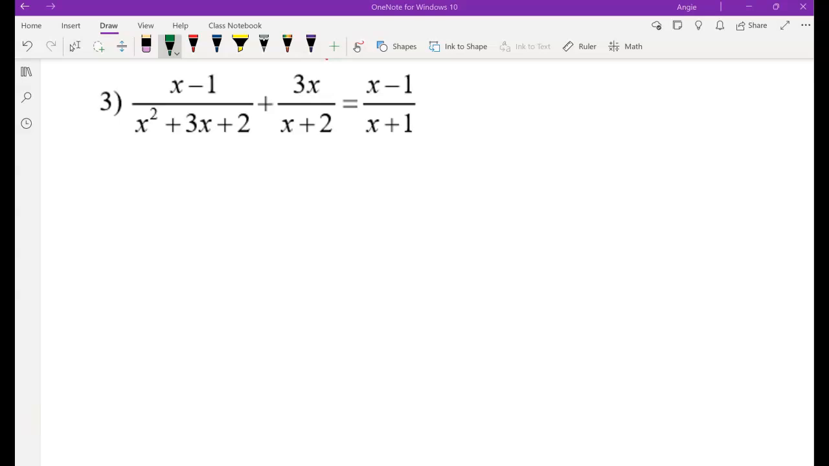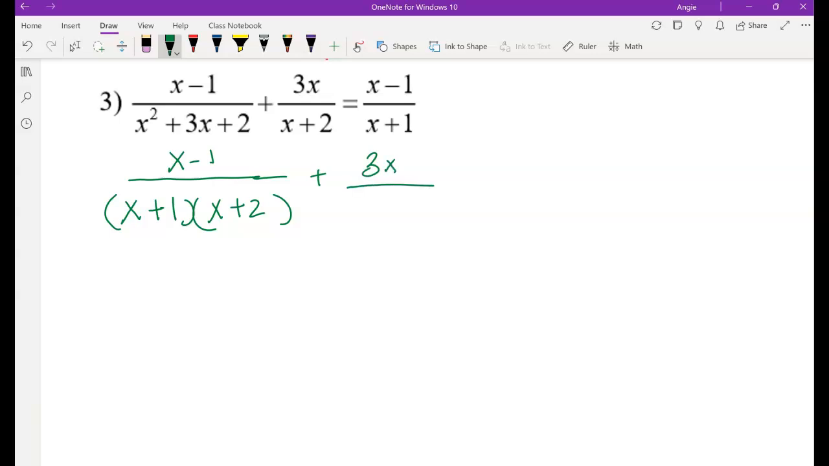Okay, so example 3 says (x minus 1) over (x squared plus 3x plus 2) plus 3x over (x plus 2) equals (x minus 1) divided by (x plus 1). So step number 1, always factor out all of your denominators if possible. So the first denominator, students, your factors are going to be (x plus 1) times (x plus 2). By now, you should be able to factor things out pretty quickly. Now, if you are still struggling with factoring, please do come and see me, okay?